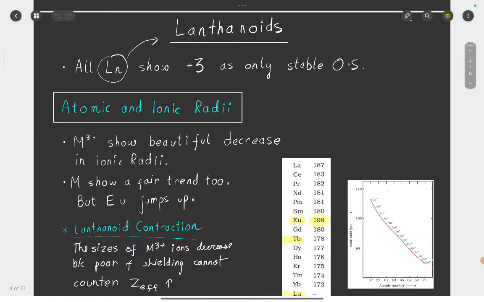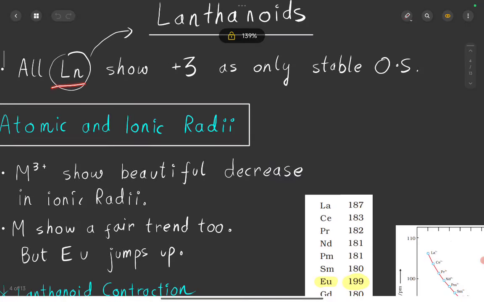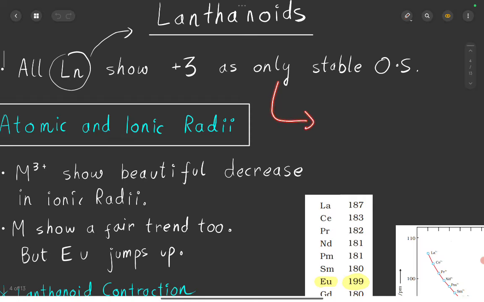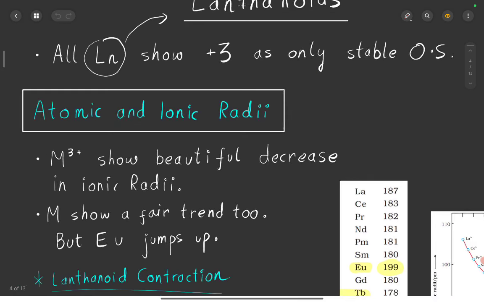Now let's learn about the general properties of lanthanoids. All lanthanoids show +3 as the only stable oxidation state, and as a result, sometimes we say that all of them belong to the third group of the periodic table. They have a common oxidation state of +3, and even if they show other oxidation states, they eventually come back to the +3 state.